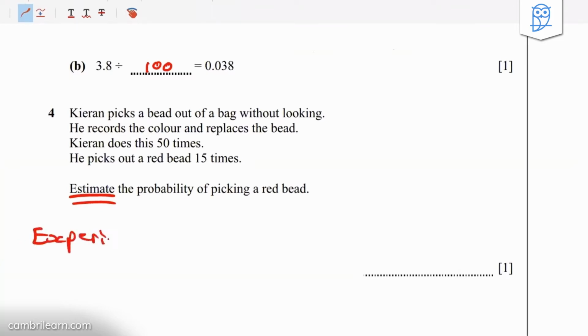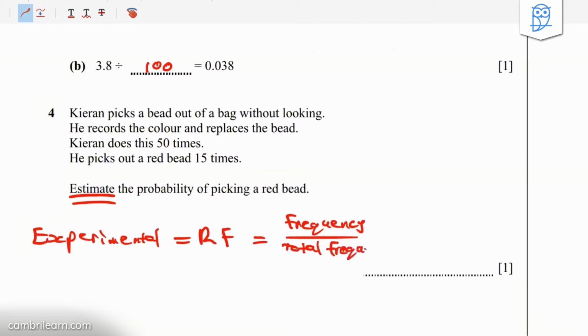So if we think back to experimental probability, that is just our relative frequency. And what is relative frequency? That is just equal to the frequency of the event over the total frequency, so the total amount of times that we did this. Okay, so the total frequency, and this is equal to 15 over 50.